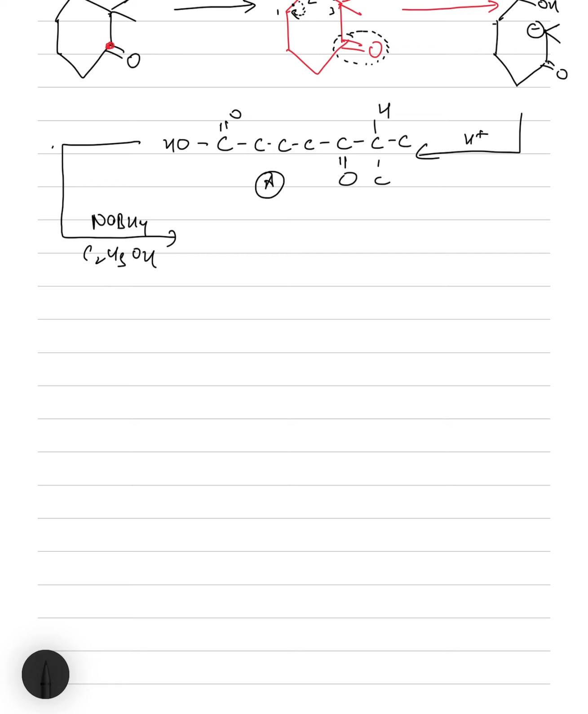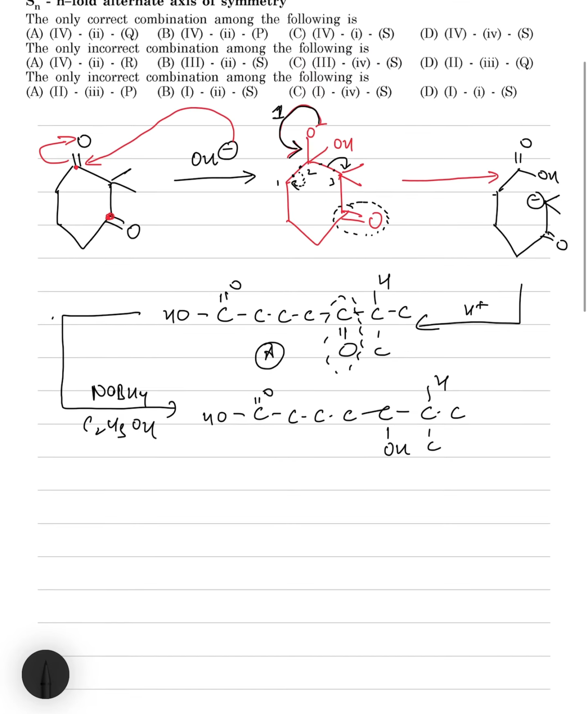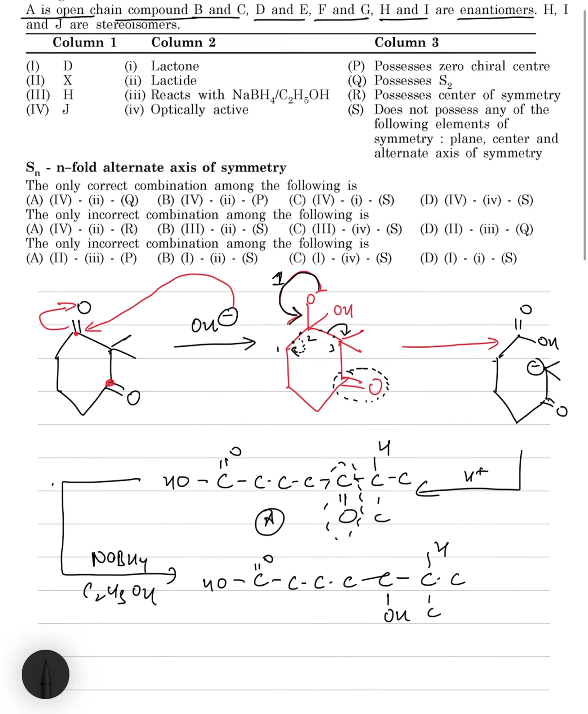Now here, what will happen? NaBH4 is a reducing agent, and we know it reduces only aldehydes and ketones. It doesn't have any impact on the carboxylic group. So the carboxylic group will remain the same, and here the keto group will convert into a hydroxy group like this. So this is our molecule. Now in this molecule, we have obtained from A to B and C.